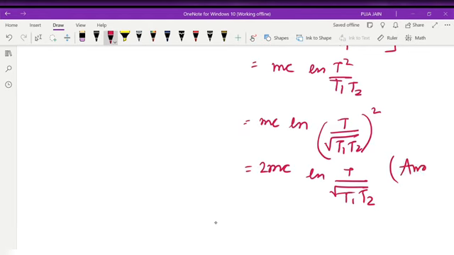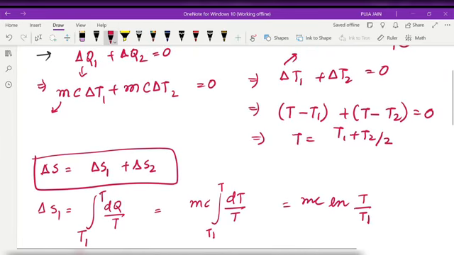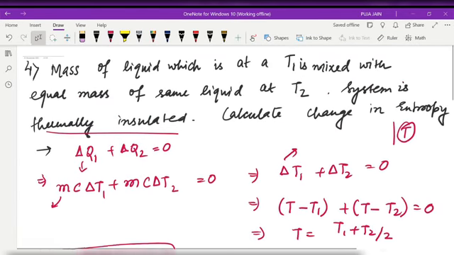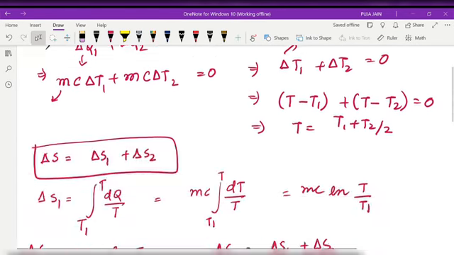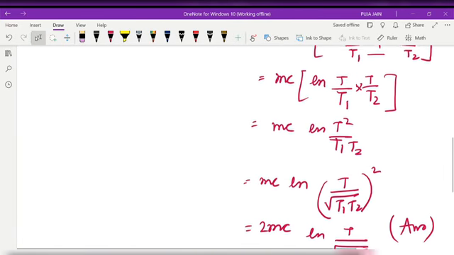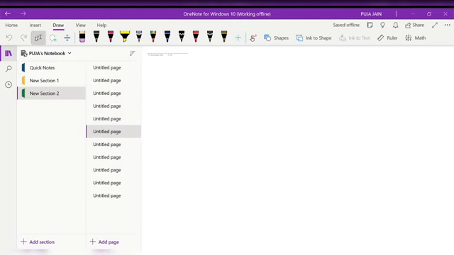Okay, you understood this question? We will do more questions on entropy, so your concept will be clear on how to proceed. Okay, we will do another question. We will do it right now. Next question. This is, I think, question number 5.